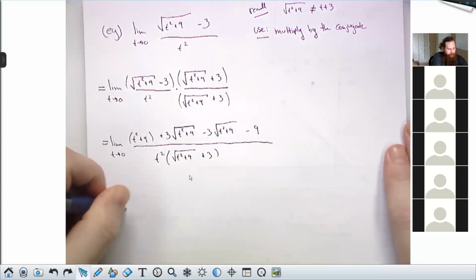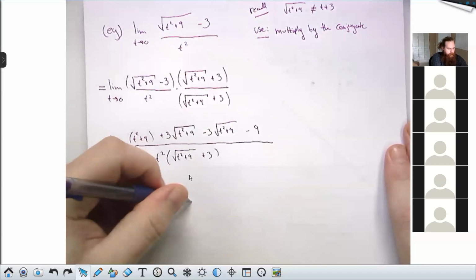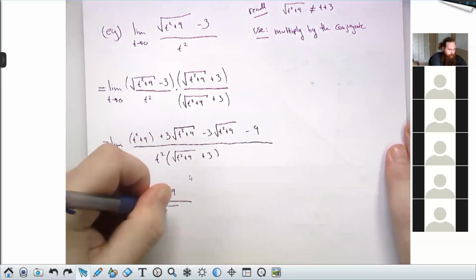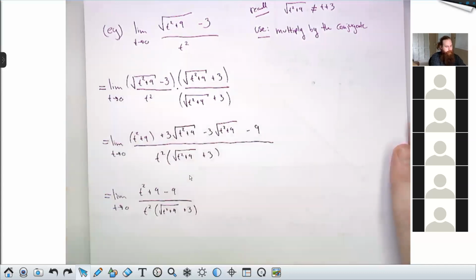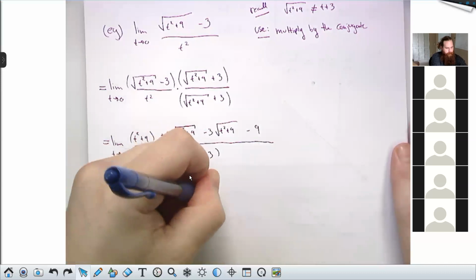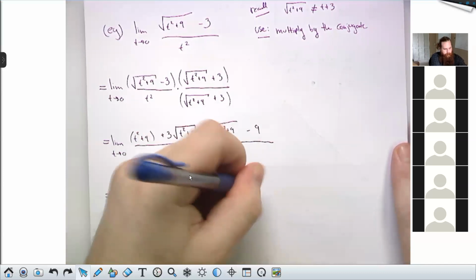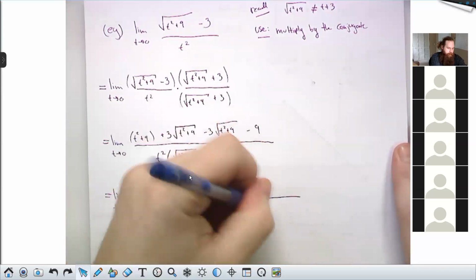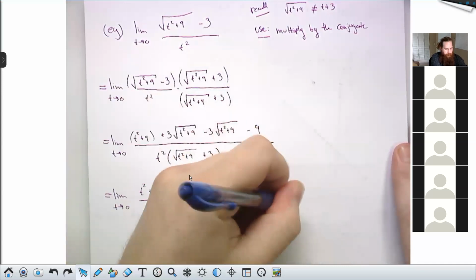So we'll have the limit as t goes to 0 of t squared plus 9 minus 9 over t squared times the square root of t squared plus 9 plus 3. And of course, now these 9s go. And you'll get the limit as t goes to 0 of t squared over t squared times the square root of t squared plus 9 plus 3.